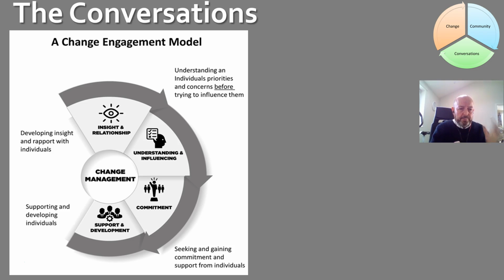You need to start building insight and building relationship, moving on to developing understanding and starting to influence people. And at that point, you need to look for commitment from those people to be a supporter or a champion for the change. Now, once you've got them to that place, you can't just leave them. You need to support and develop them, or else they won't be supporting your change the way you wanted them. So there's a change engagement model, really important, described in the book.